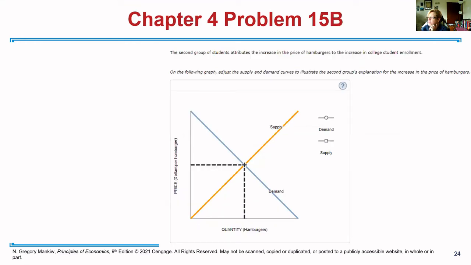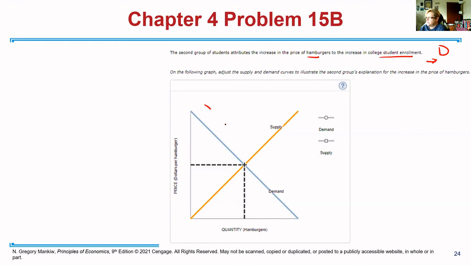Okay. The second group of students attribute the increase in price of hamburgers to the increase in college enrollment. So again, what is college enrollment to hamburgers? Well, that would be number of buyers. So that would affect the demand curve. The demand curve would shift outward and to the right. So what you would do is click on this demand, which would help you pull this demand curve over.